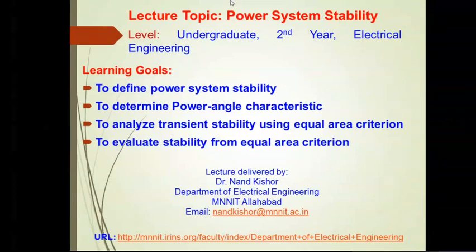Then the next learning goal is how we analyze the transient stability using the equal area criteria, and this is recorded in the video lectures of day 3 and day 4. Then, the last learning goal of the chapter is how we can determine the stability using the criteria for the different cases, or you can say the different applications, and this has been discussed in the recorded lecture of day 5.